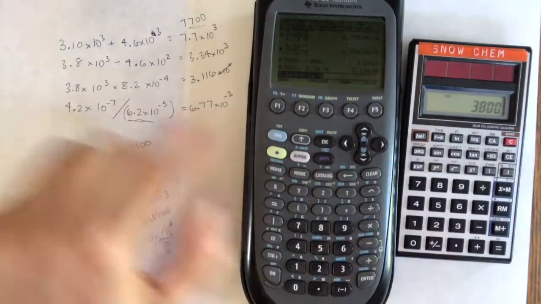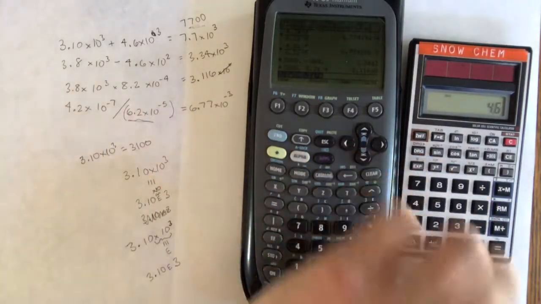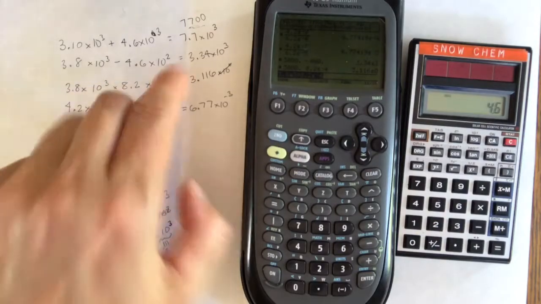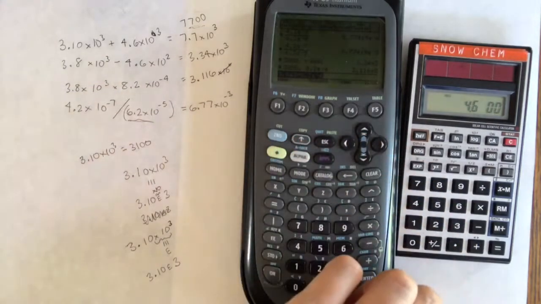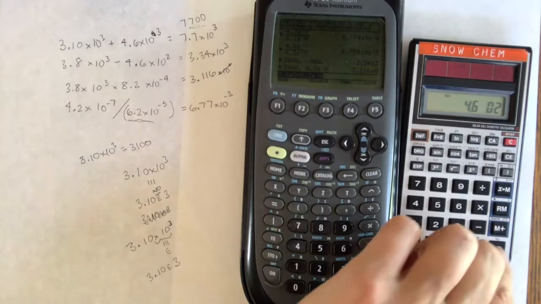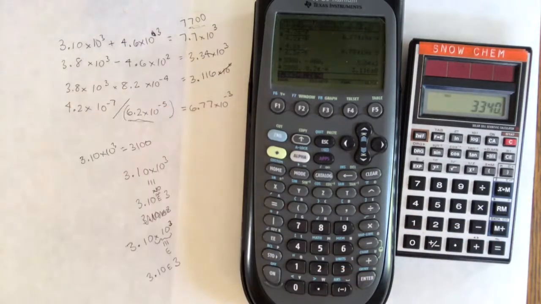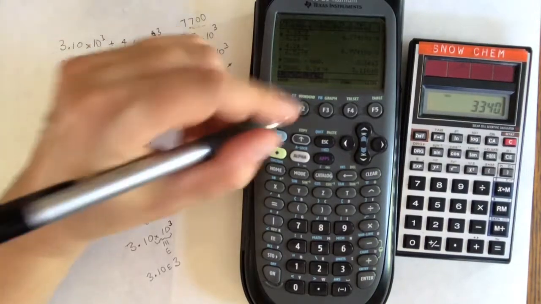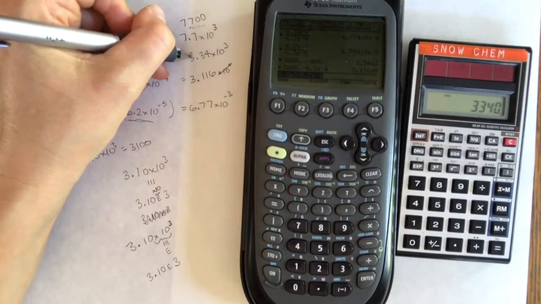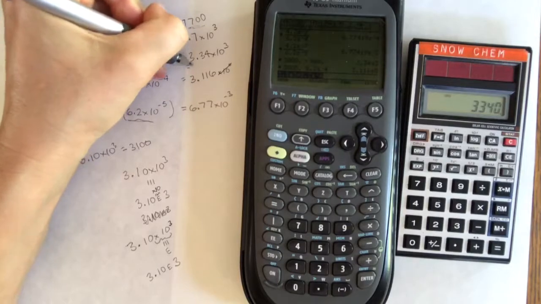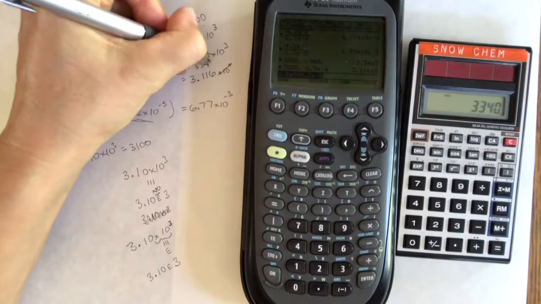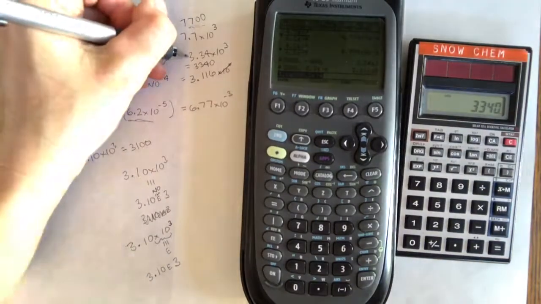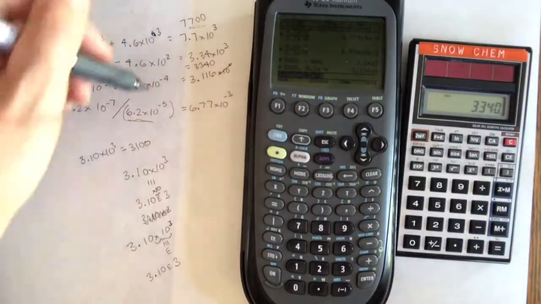And then I have minus 4.6, and then I have times 10 to the second power. So I do exponent 2, and then equals, and I get 3340. And on this calculator, I'd gotten 3.34 times 10 to the third. That's the same thing as 3340. This one's just in normal notation, and this one is in scientific notation.